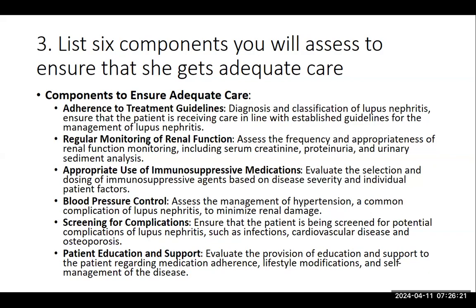Especially if we are using methotrexate, and she's a 20-year-old lady in the reproductive age group, we verify whether she's been counseled for contraception and what the plan for pregnancy is, whether she's married or not. So we assess that during the data collection. Appropriate use of immunosuppressive medication, evaluate the selection. I think I mentioned that one.